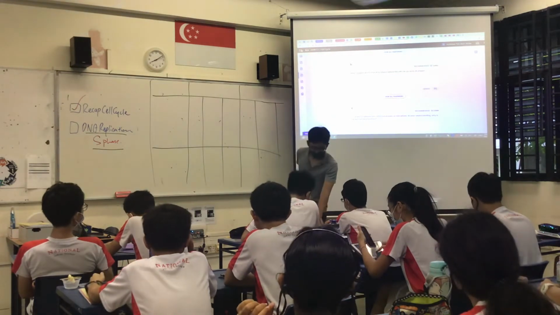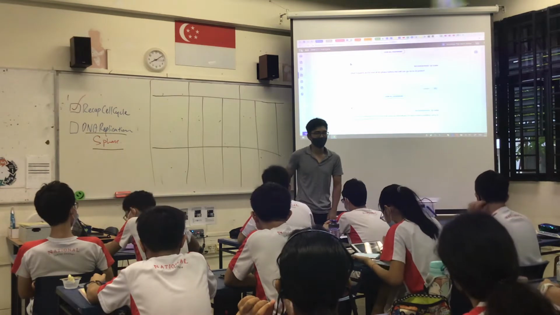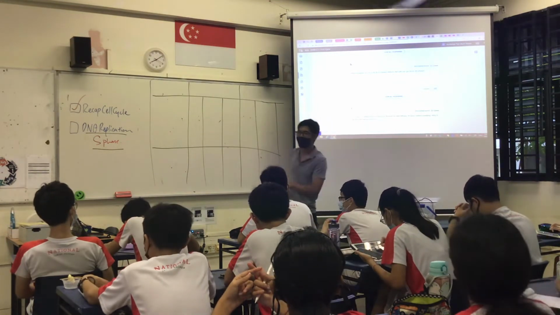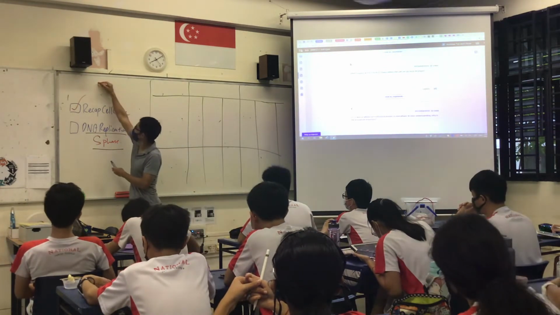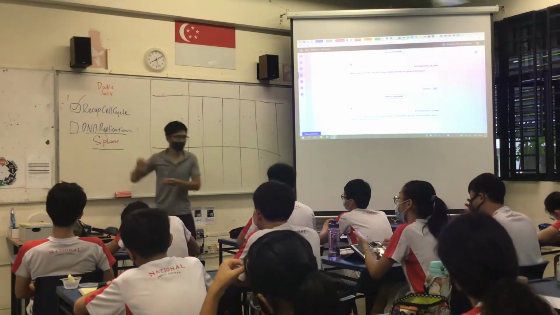Right. Now, before we begin, can we recap the structure of DNA? Share with me. Oh, okay. A double helix. Okay. Number one, DNA is made up of a double helix. Anything else about DNA?